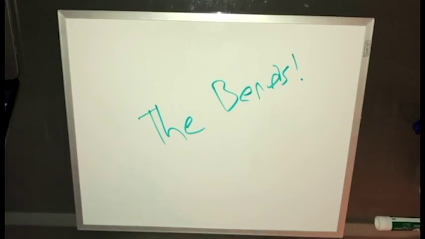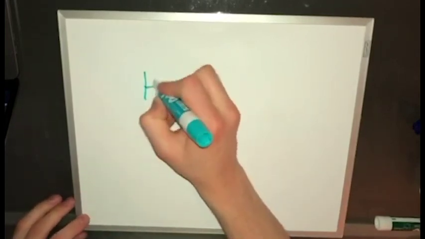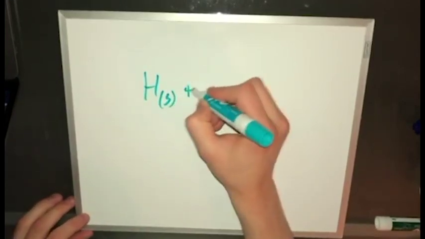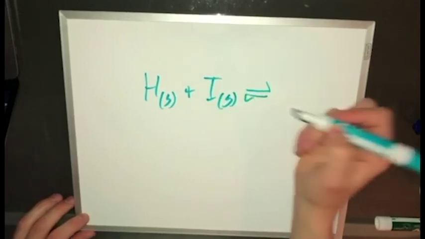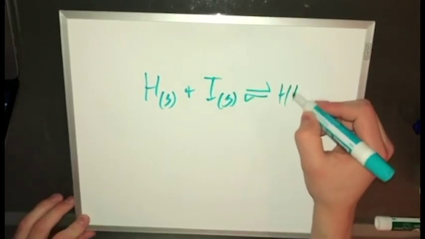Another important concept to understand is Le Chatelier's principle. Le Chatelier's principle states that when a chemical system is disturbed at equilibrium, the system will react in a way that opposes the change. For example, let's say that a reaction between hydrogen gas and iodine gas produces hydrogen iodide alongside 125 kilojoules of heat.